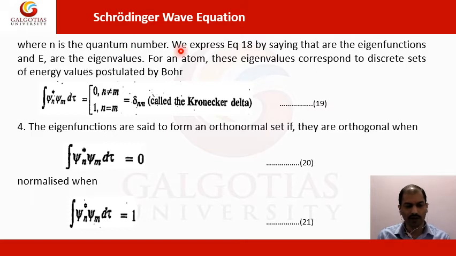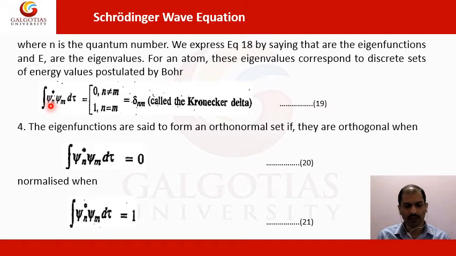there are different quantum numbers: the principal quantum number, azimuthal quantum number, magnetic quantum number, and spin quantum number. So this n represents the quantum number here. We express equation 18 by saying that psi n are the eigenfunctions and E n are the eigenvalues. For an atom, these eigenvalues correspond to discrete sets of energy values postulated by Bohr.